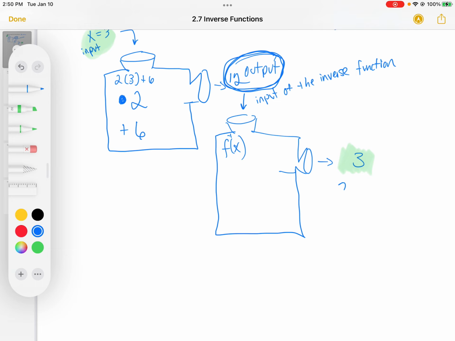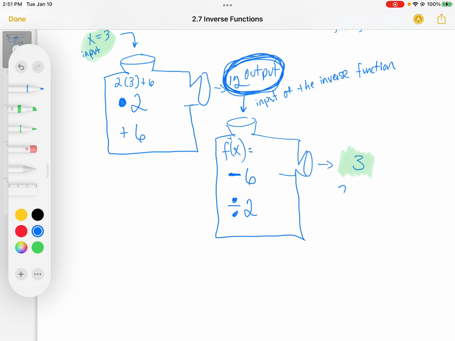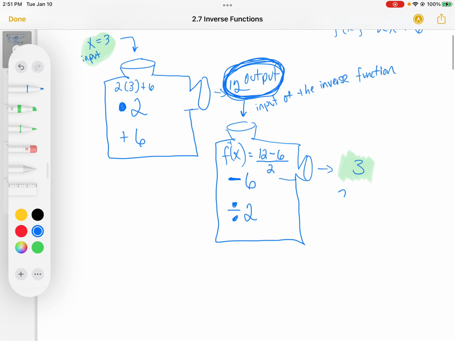So now our new input is going to be subtracted by 6, and then it's going to be divided by 2. Okay, opposite operations in reverse order. So we're going to take this 12, we're going to subtract 6 from it, and then we're going to divide that by 2. 12 minus 6 is 6. 6 divided by 2 is 3, and that is what we started with.